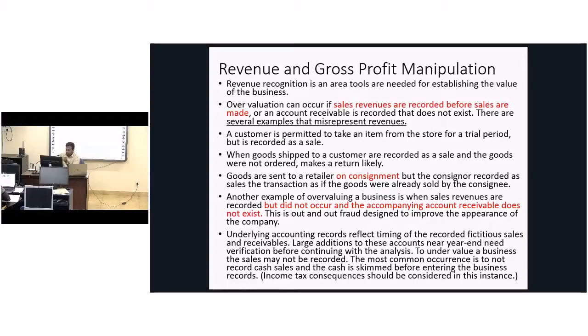This bullet is important, which relates to our previous example. Another example of overvaluation in a business is when sales revenue is recorded but did not occur and the accompanying account receivable does not exist. That means we actually call it false debtors. We create and record it as a sale. Change in timing and fictitious sales and receivables. There is no receivable like that, but you record it as a receivable, and later you reverse it, or you write it off, or you recognize it as a return. No worries, the return will be adjusted in the next period. So that kind of thing.